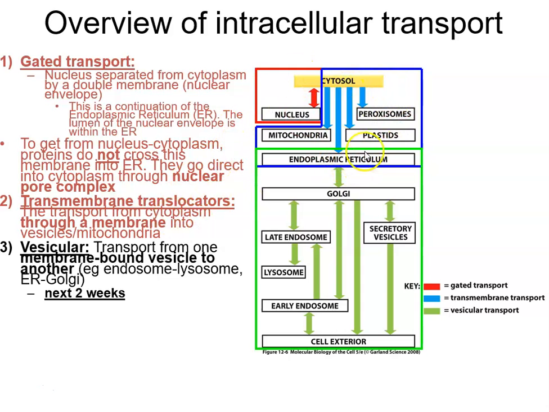Transmembrane translocators were briefly mentioned in the previous lecture. What we're going to cover today is how vesicles get from A to B within this green box, from endoplasmic reticulum to Golgi to the other sites. And we're going to cover various aspects of this over the next 2 weeks.